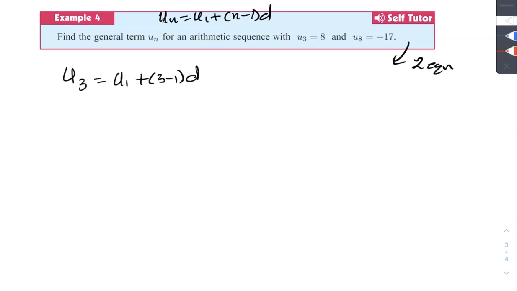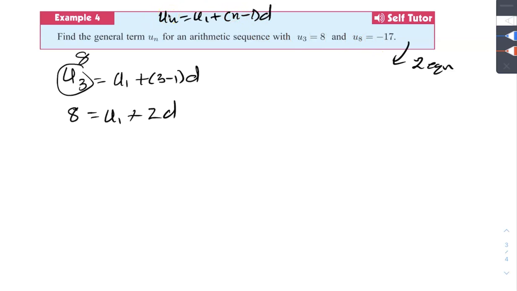When I substitute 3 in, this guy equals 8. So I'm just going to plug that in like this. This is 2d. So I get this formula. I can do the same thing with this one right here. When I substitute in 8 for n, it equals negative 17.